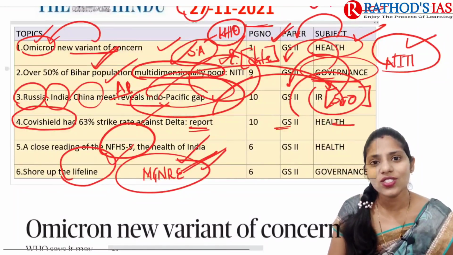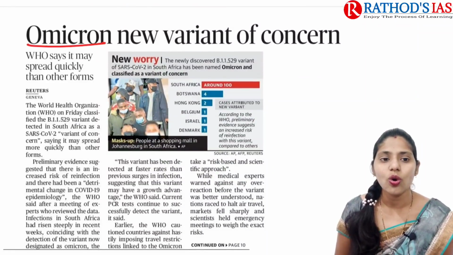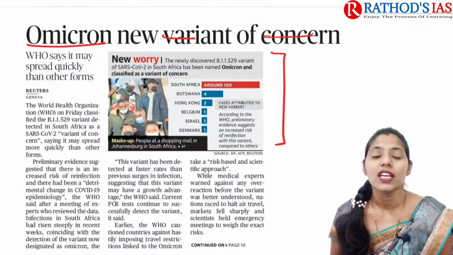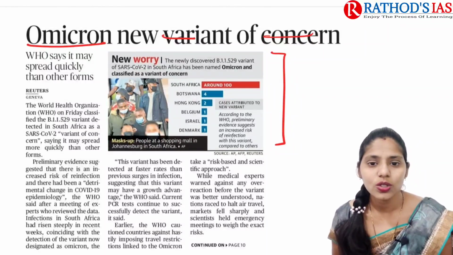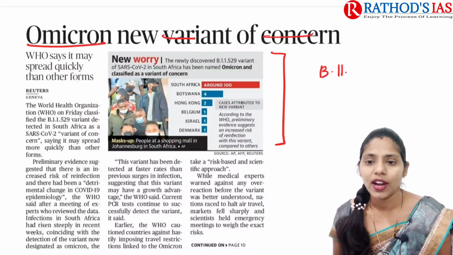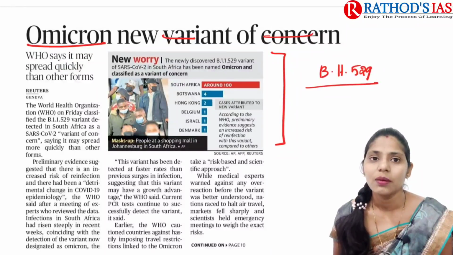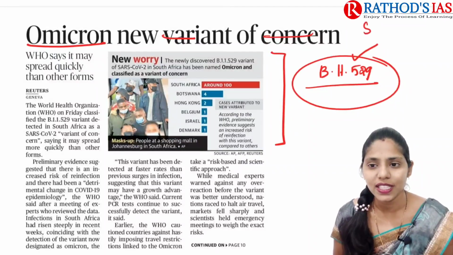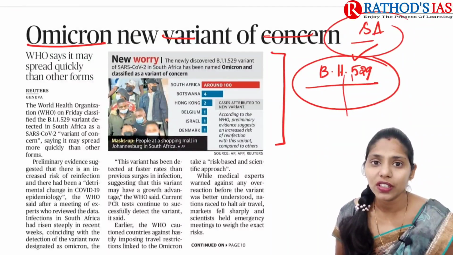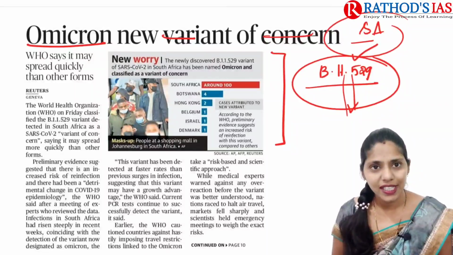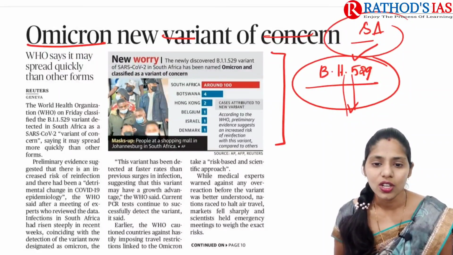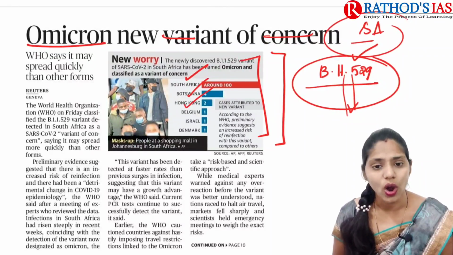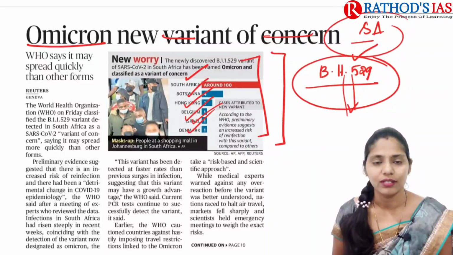Okay, and now let us try to see the first article. The title says Omicron, New Variant of Concern. If you see this infographic, it mainly shows that the newly discovered variant, the name which is given is B.1.1.529 variant. This is the one new variant which is mainly spreading in South Africa, and the name given for this new variant is Omicron, and it is classified as a variant of concern. Here it is seen spreading in South Africa, Botswana, Hong Kong, Belgium, Israel, Denmark, etc.